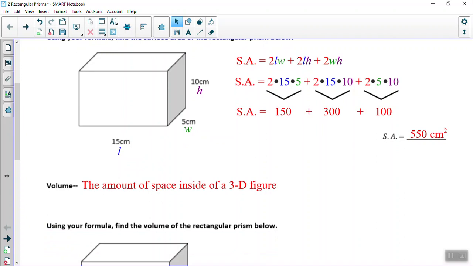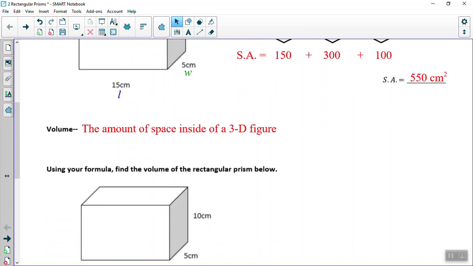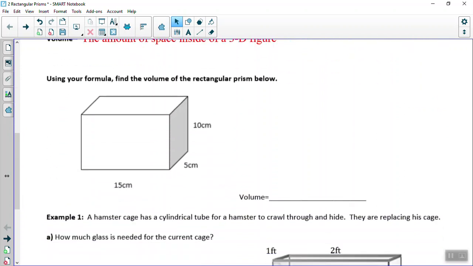All right, volume is the amount of space that's inside a 3D figure. So how much can I put into this box? So let's use our formula to find the volume of this rectangular prism here. Okay, so the volume is the length times the width times the height. So it's the same shape. I'm going to keep my measurements the same for my length, width, and height. And this time, again, they're all stuck together, so they're just going to get multiplied together. And we end up with 750 centimeters cubed. So when we're trying to find volume, we have to cube our units of measure.